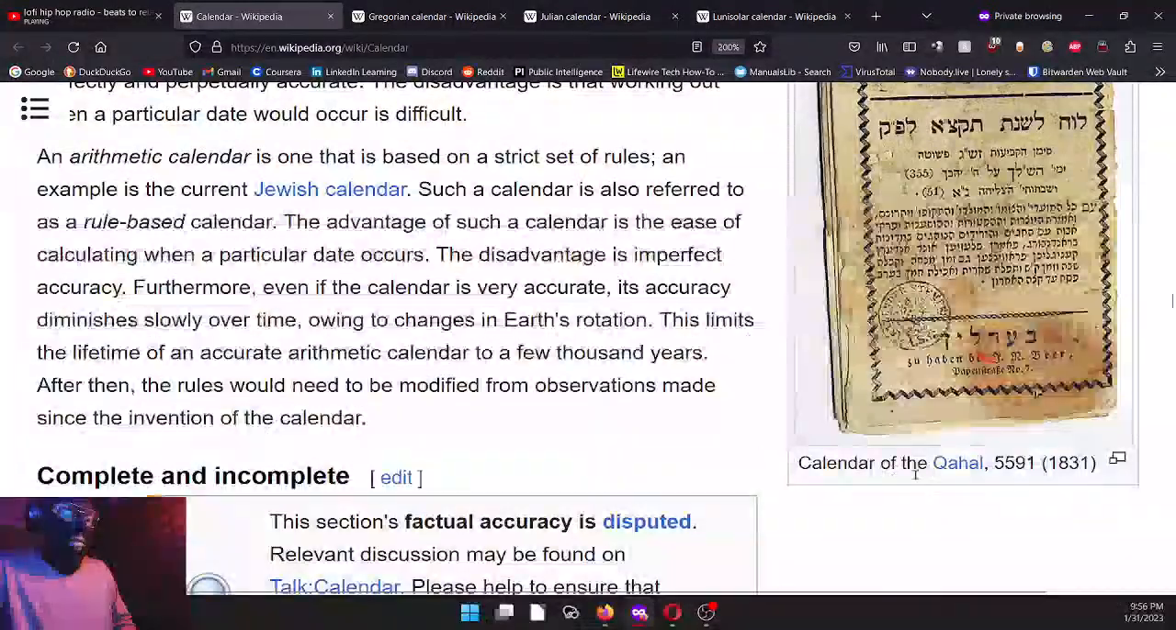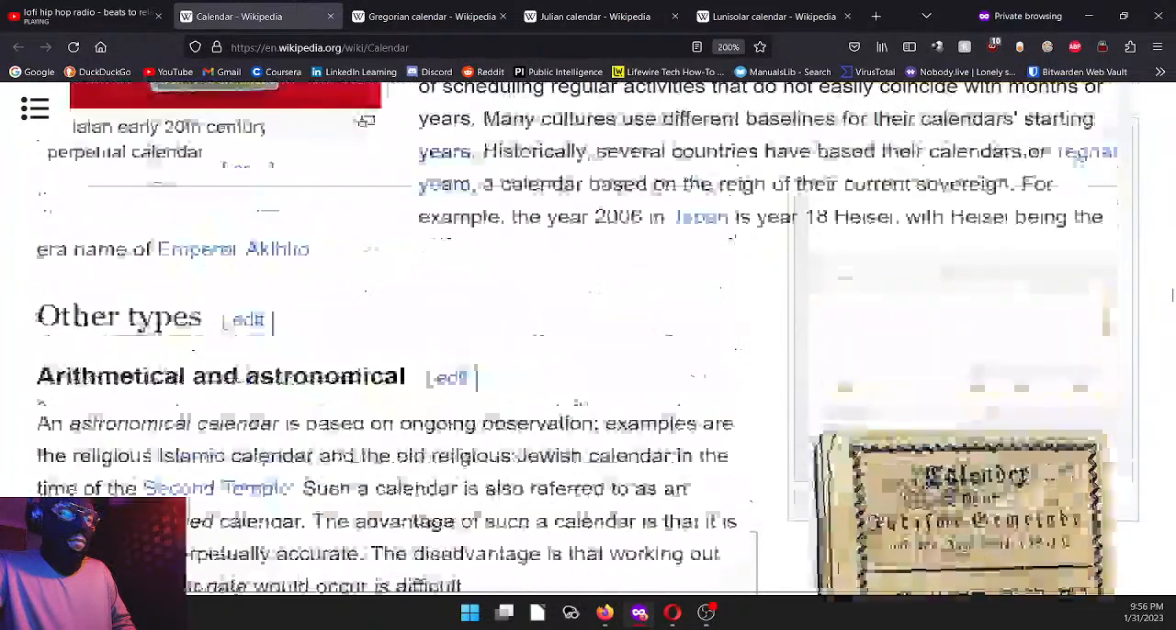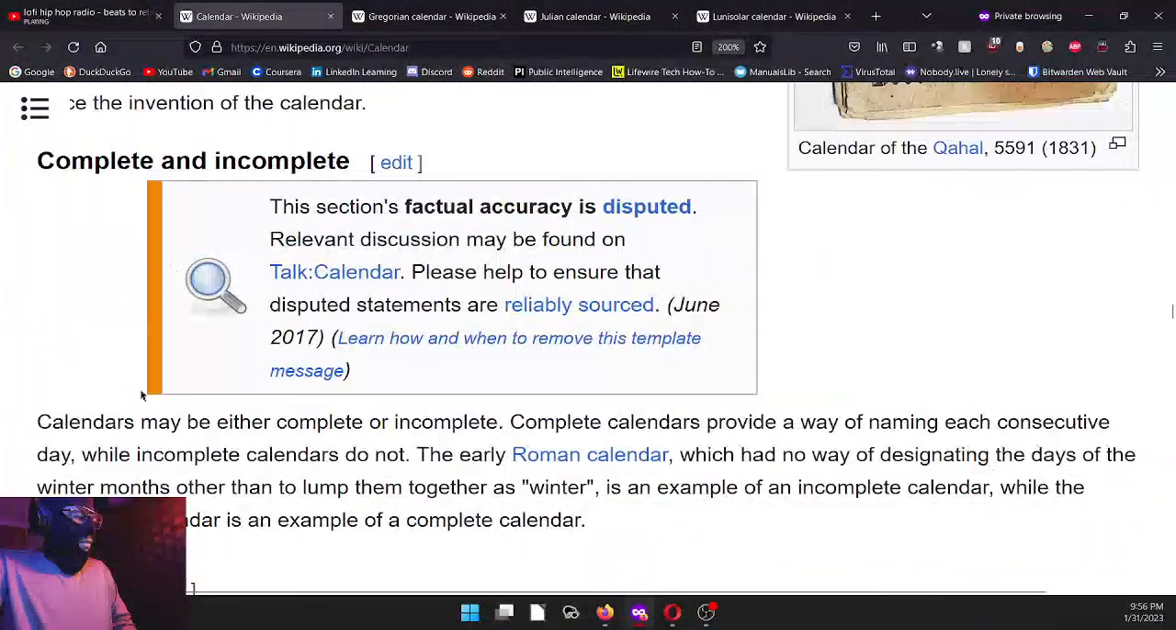The example would be the calendar of the Koala, 5591. So you have this calendar, and you have this: complete and incomplete. Calendars may be either complete or incomplete. Complete calendars provide a way of naming each consecutive day, while incomplete calendars do not. The early Roman calendar, which has no way of designating the days of the winter months other than to lump them together as winter, is an example of an incomplete calendar, while the Gregorian calendar is an example of a complete calendar.